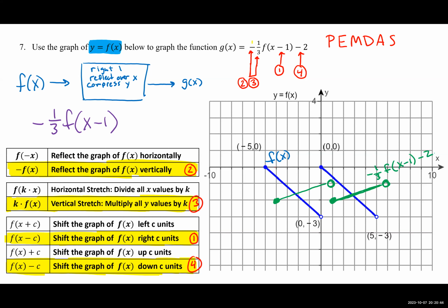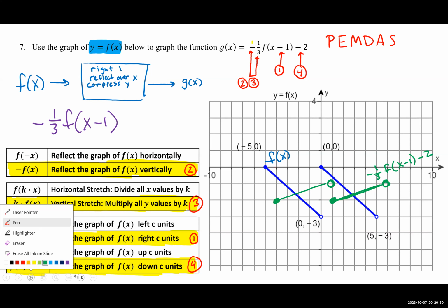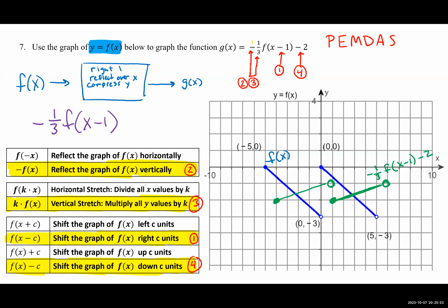Whew. This was a tough one. So in this problem, to get from f of x to g of x, we did 4 things in this order. We moved the graph to the right 1 unit. Then we reflected over the x-axis. Then we compressed in the y direction. And then we moved the entire graph down 2 units.